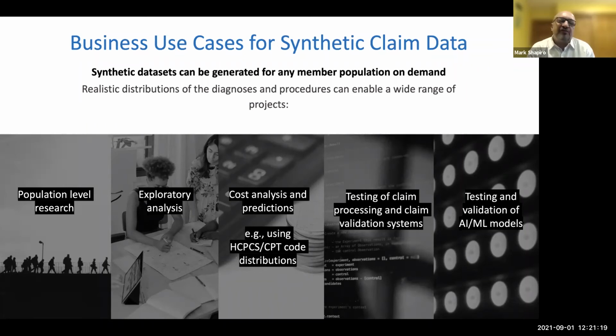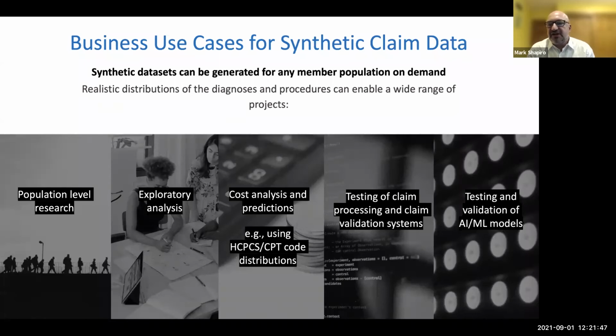And then internal operations for a health insurance company, that will be testing of claim processing and claim validation systems, in which one can generate synthetic data in the exact format that's required to test various systems. But again, the testing will not involve real data. And so that means that it's a much safer process without the risk of violating privacy.